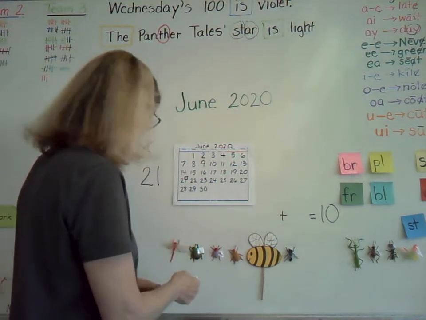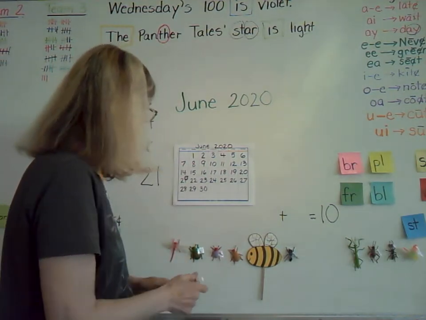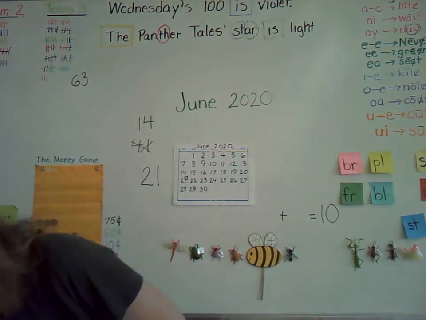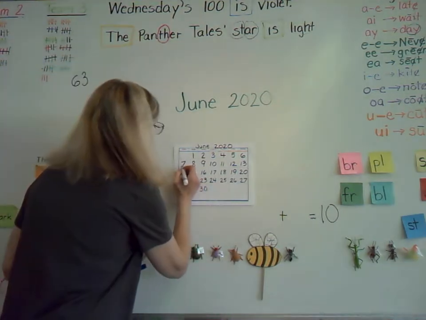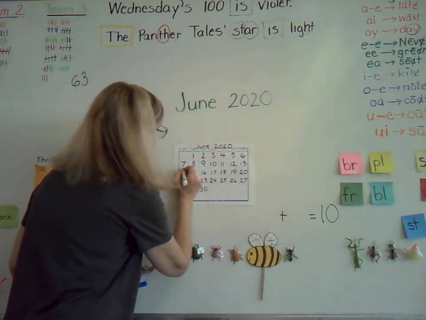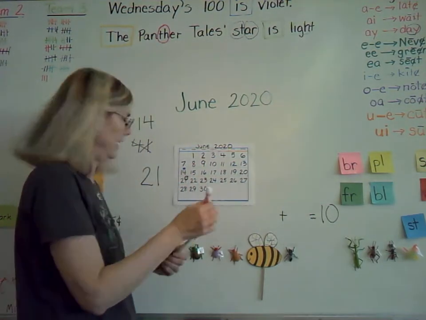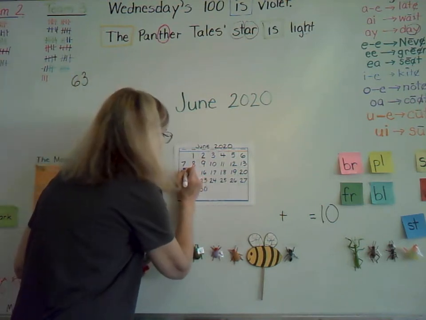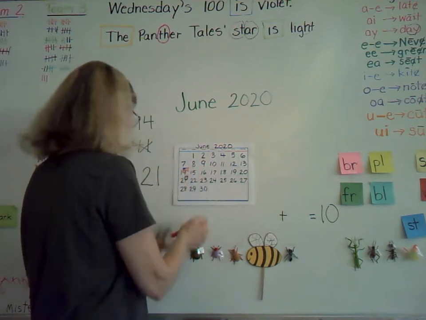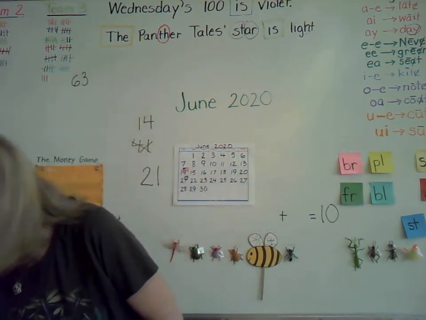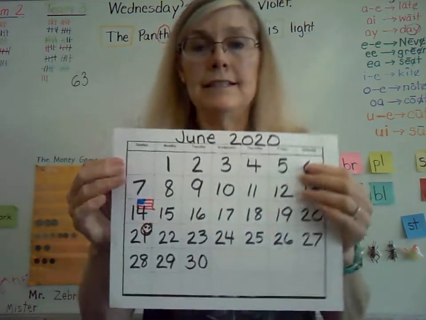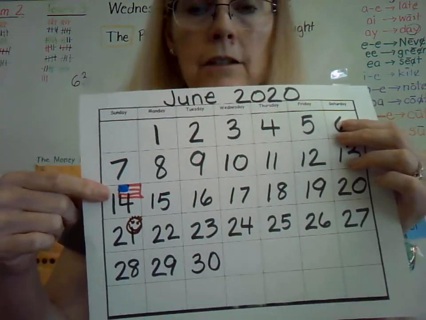So I'm going to go ahead and make, let's see, I need my blue marker. Here it is. And I'm going to make the blue section of the flag, and then I'm going to make my stripes here. I'm not going to worry about counting down the right number of stripes. I know there's 13 stripes altogether, but we just want to give them the idea. So on the 14th, I've got my flag for Flag Day.